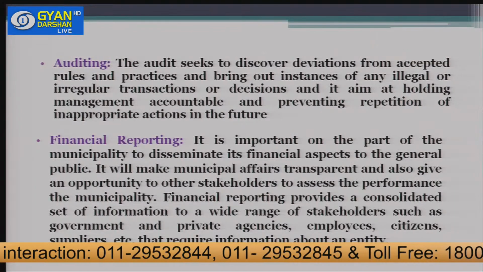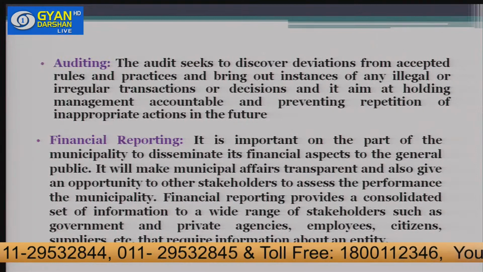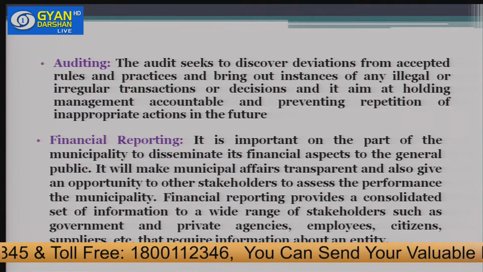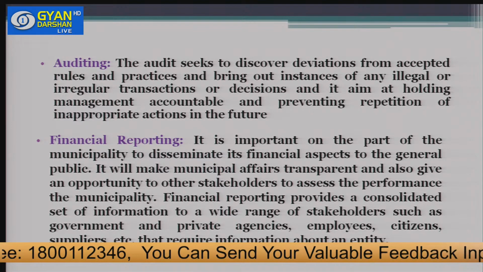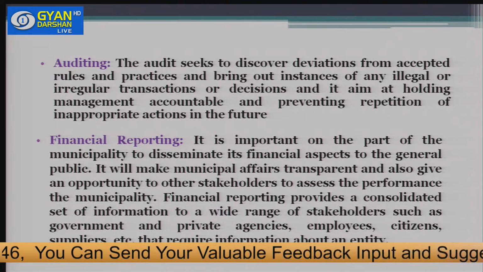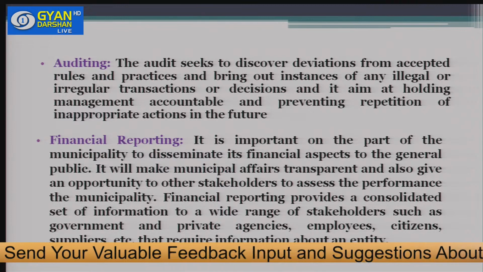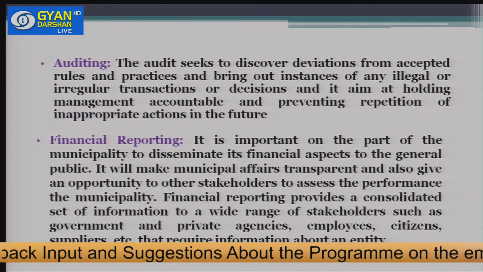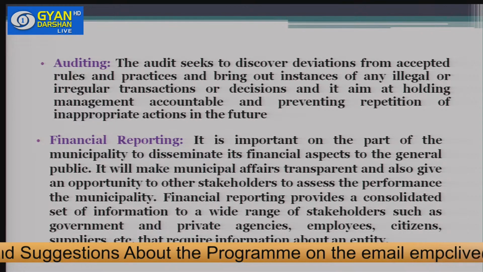So management includes budgeting, then accounting, and then auditing, because there are two types of auditing. One is financial auditing. Financial auditing is done through internal auditing and also through external auditing by the CAG, and internal audits are done by the municipal administration themselves. And besides, there is social auditing, because many a time the developmental activities are for the benefit of the people.